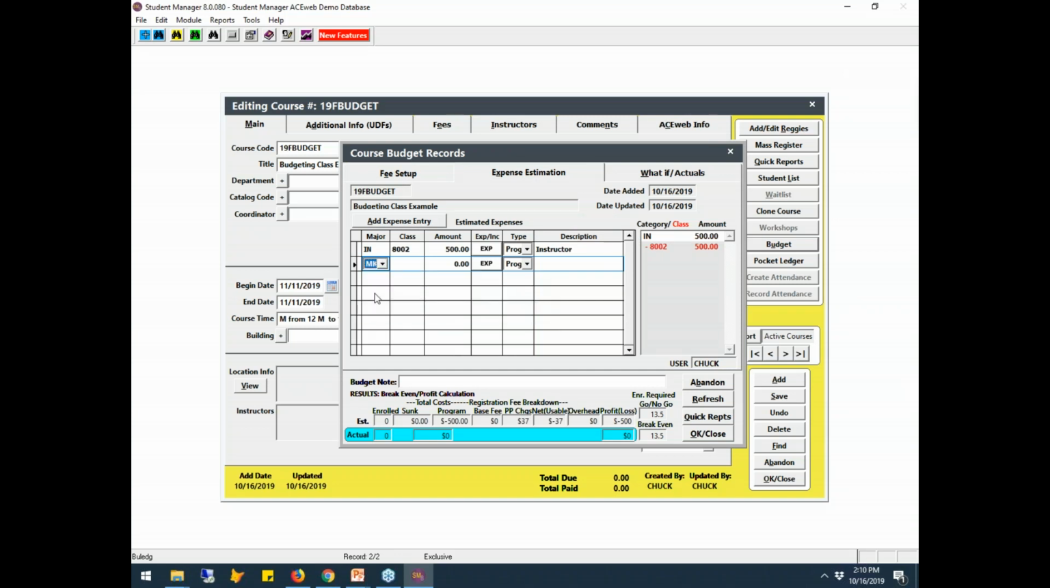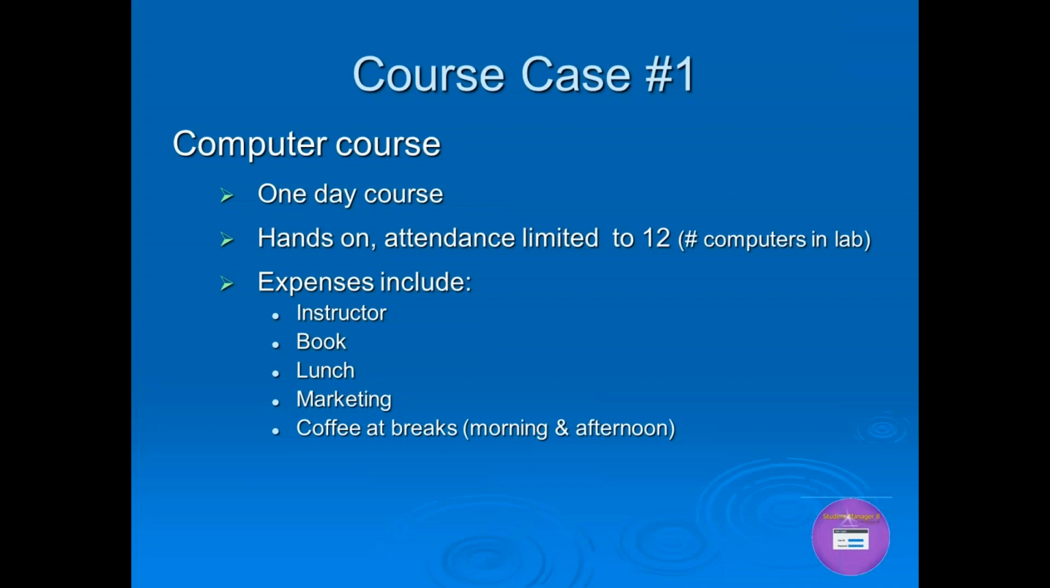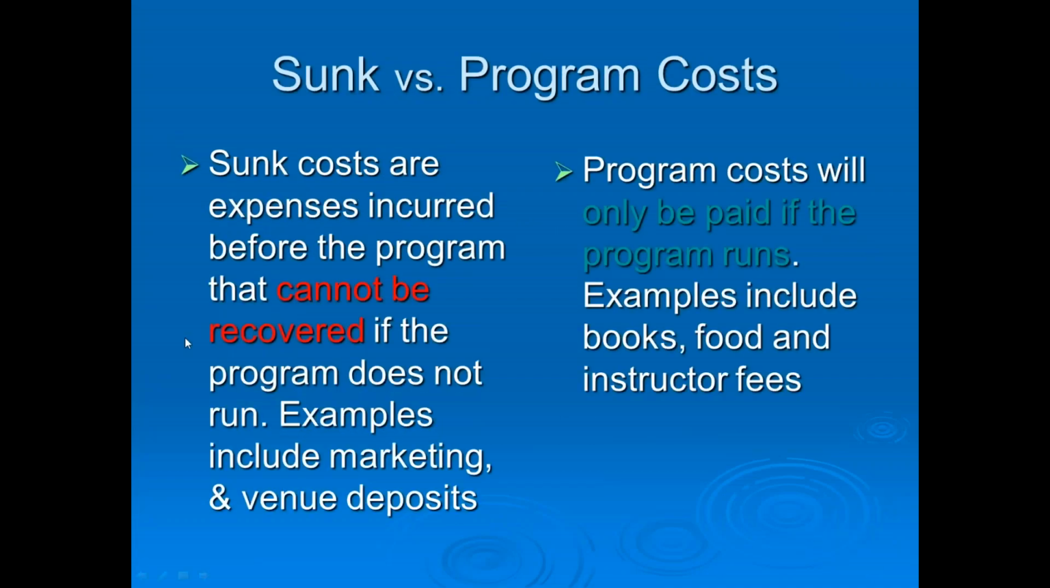Marketing. And what I'm doing here is using the major expense option for a Pocket Ledger classification code. Printing and mailing, and the share of the brochure was $75, and that is a sunk cost. Okay, so you note we have program cost, we have sunk cost. Well, what is the difference? Well, now we can get back to class here.